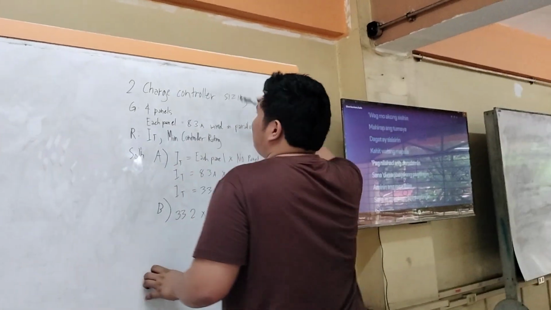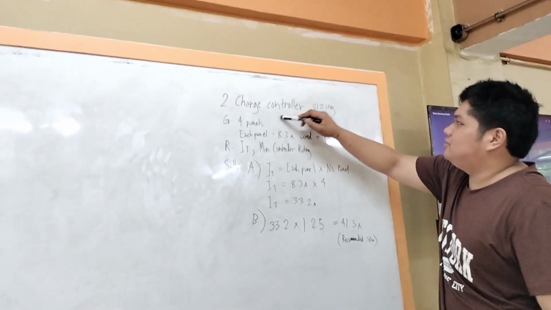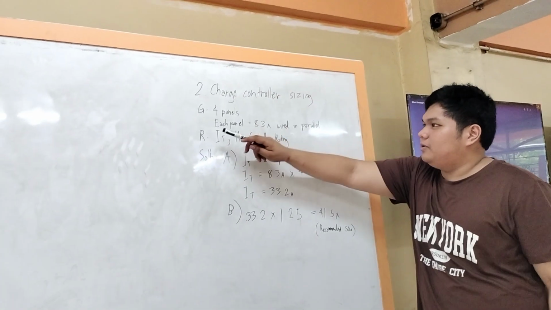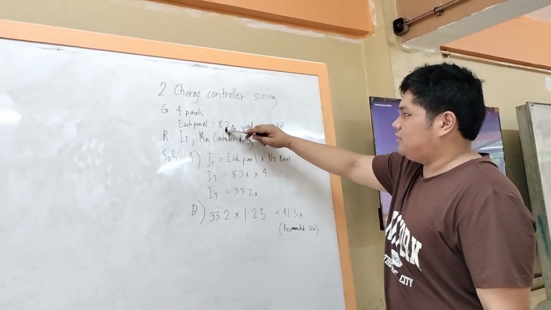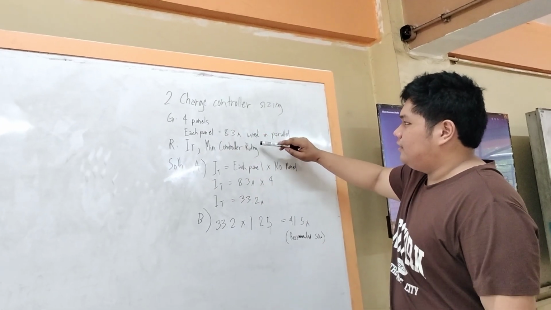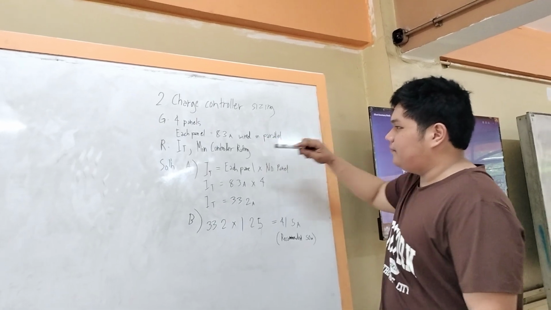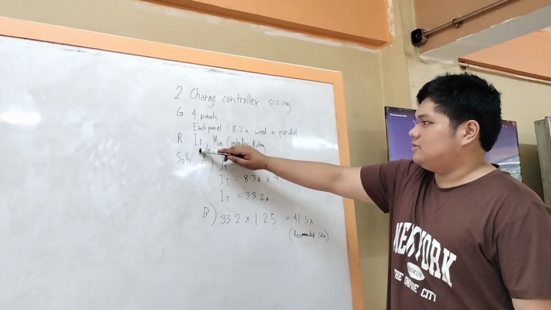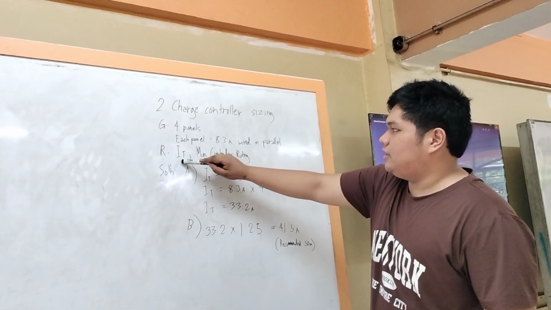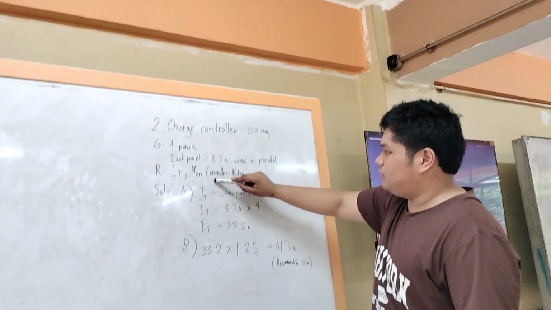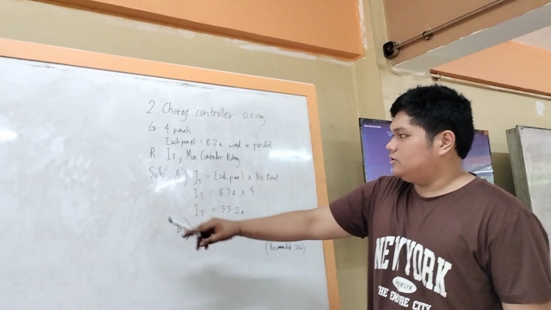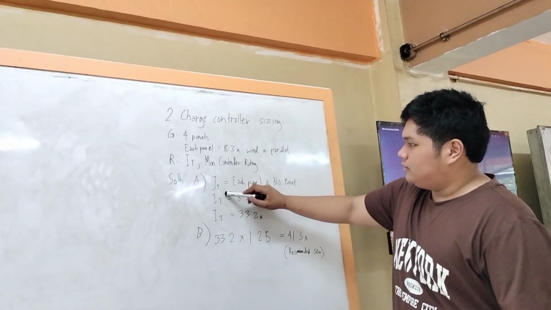So we have the next problem, the charge controller sizing. So we have given that there are 4 panels and each panel is equal to 8.3 amp that is wired in parallel. So we have required is the ampere total or IT, current total, and minimum controller rating. So we have solution A.